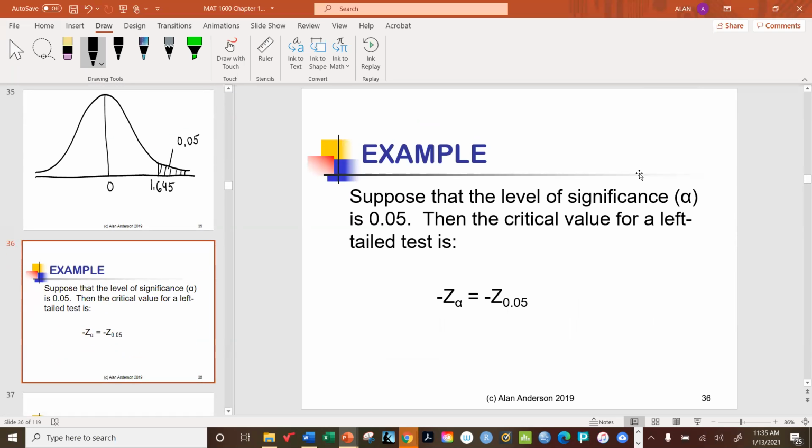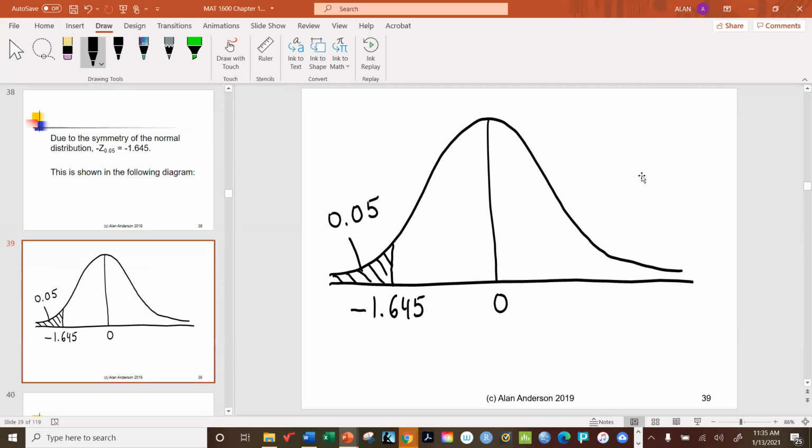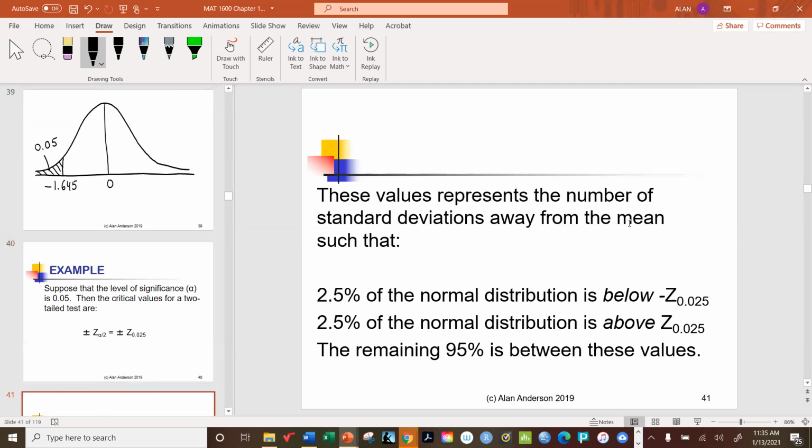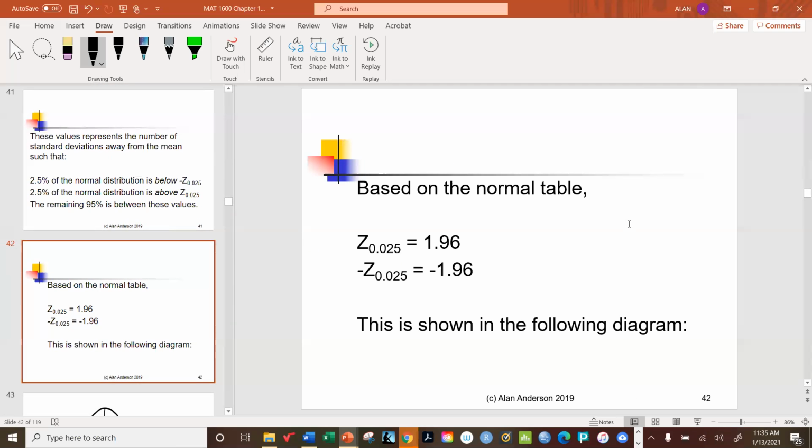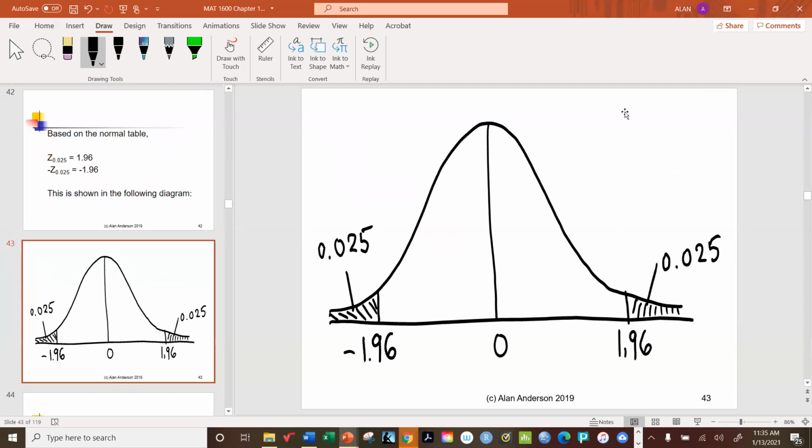The left tail version, because of the symmetry of the distribution, as I just said, would be negative 1.645. And then, of course, if I have a two-tail test, that 5% has to be split up between the two tails. They won't each have 5%. They'll each have 2.5% of the total. And that's going to give me 1.96.